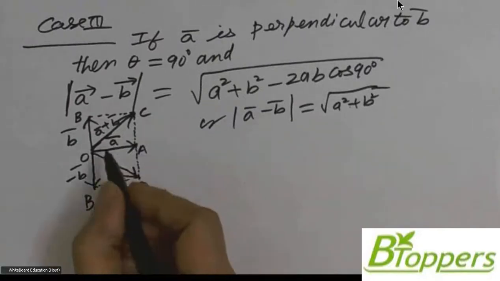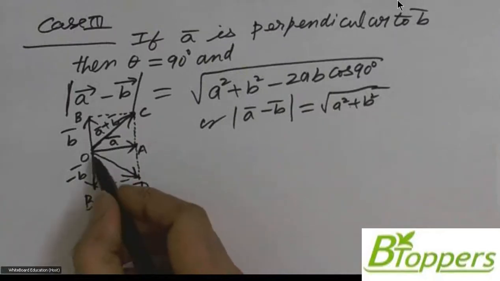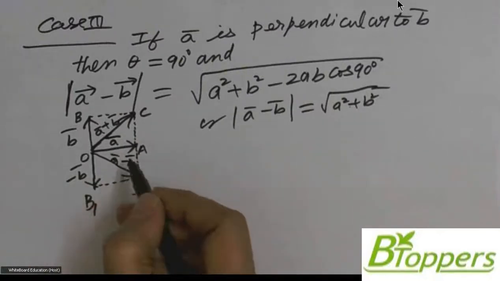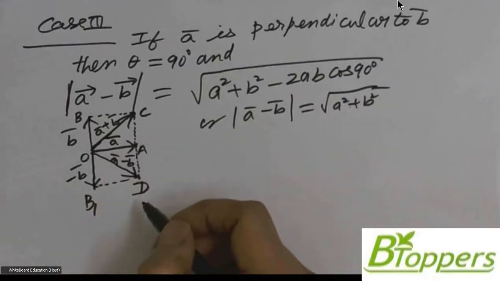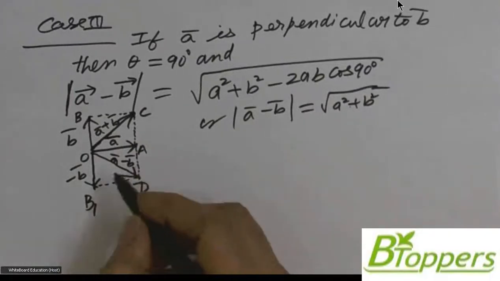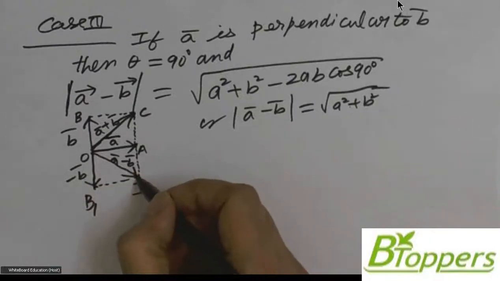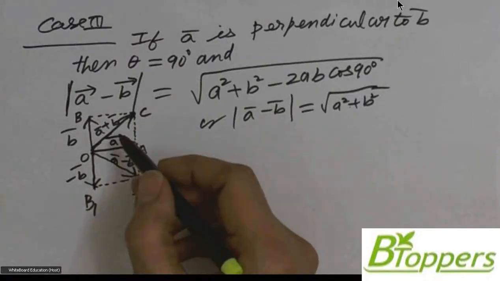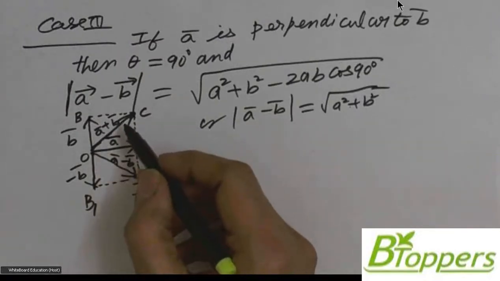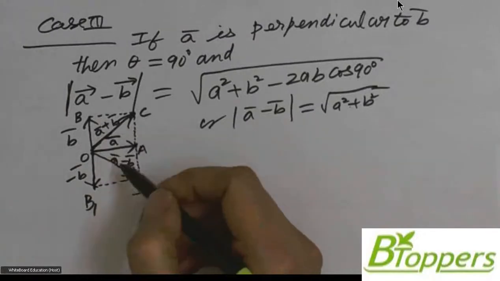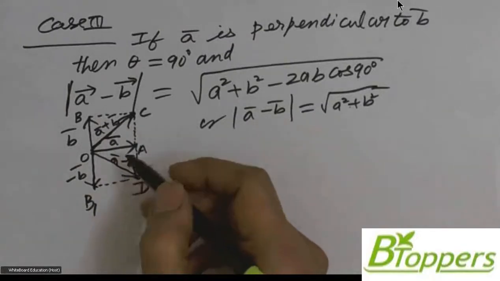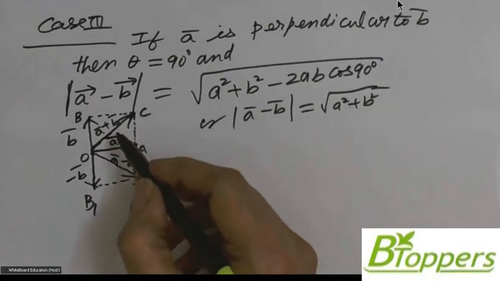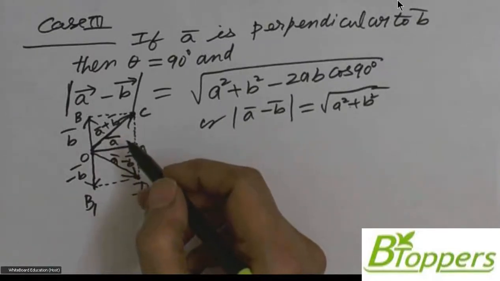So the directional line segment OD bar represents the vector sum of a bar and minus b bar. That means in the figure, the directional line segment OD bar represents the vector a bar minus b bar, and the directional line segment OC bar represents the vector sum a bar plus b bar, which do not have same direction. So a bar minus b bar is not equal to a bar plus b bar.